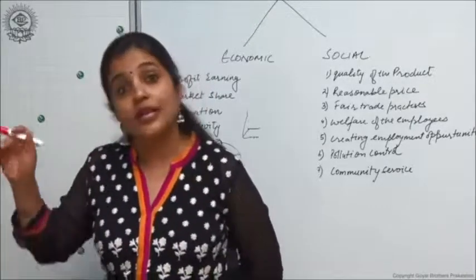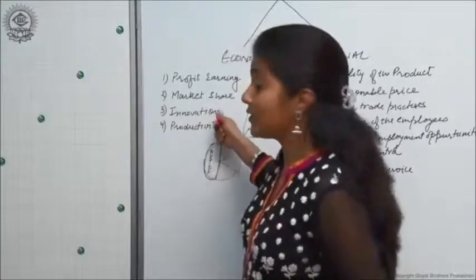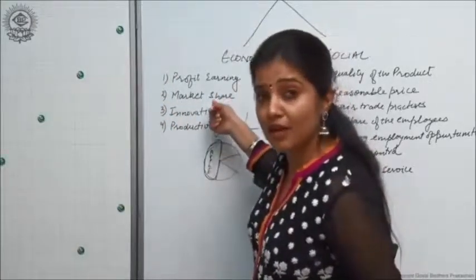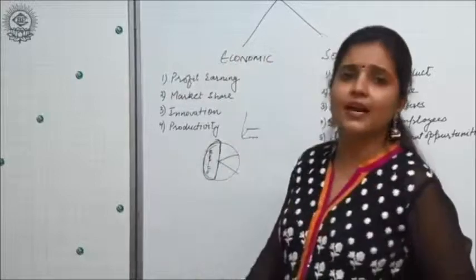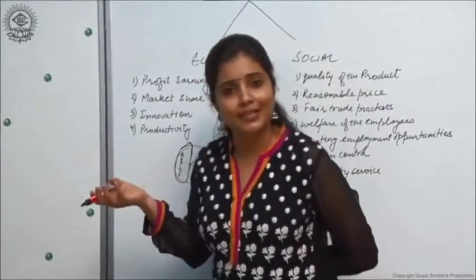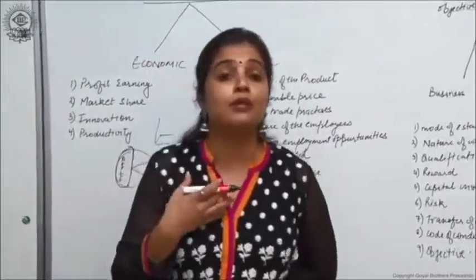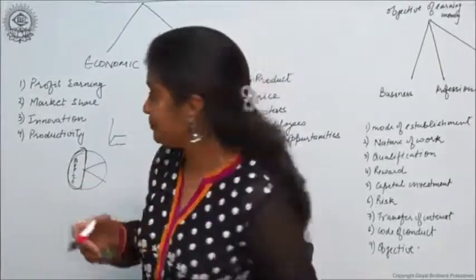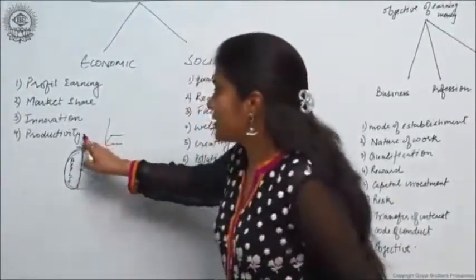If I have to increase my market share, the points are correlated. If I have to increase my market share, I will continuously have to have a distinguishing characteristic in my product which makes my product better than that of the competitor. Last, that is productivity.